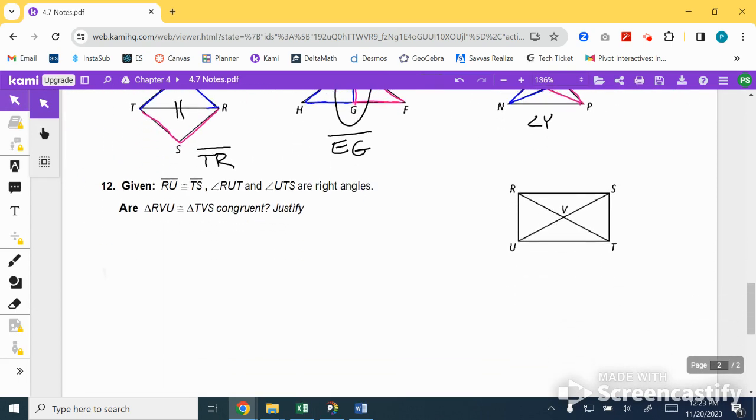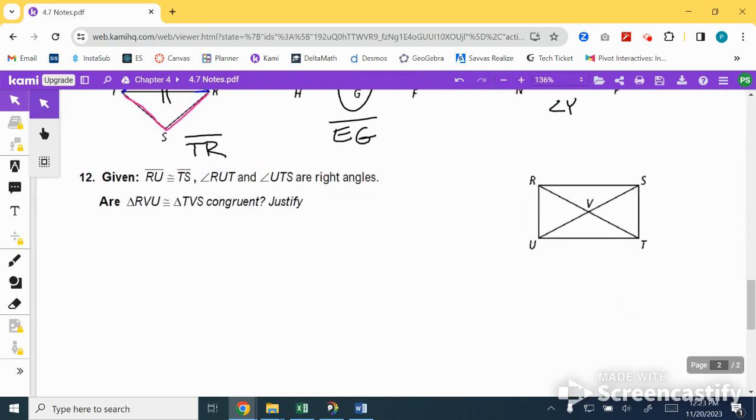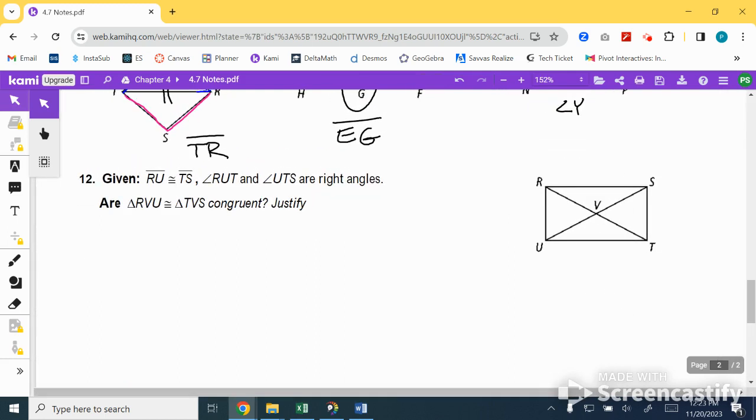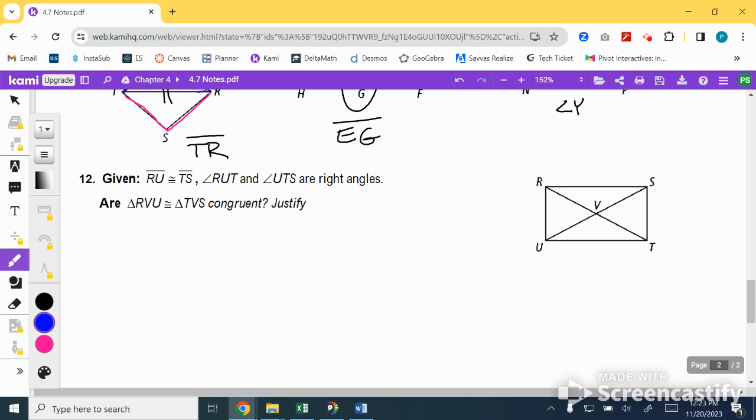All right, so now we're going to take a look at number 12 here. We've got some overlapping triangles, and we're asked if triangle RVU is congruent to triangle TVS. So that right there tells me the two triangles I'm looking for, so I'm going to go ahead and highlight them. Triangle RVU is this one, R to V, V to U. So I got that one. Triangle TVS is over here. So these are the two triangles. And I'm asked if they're congruent, and I need to justify my answer.